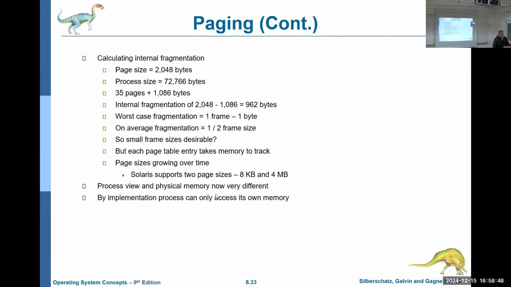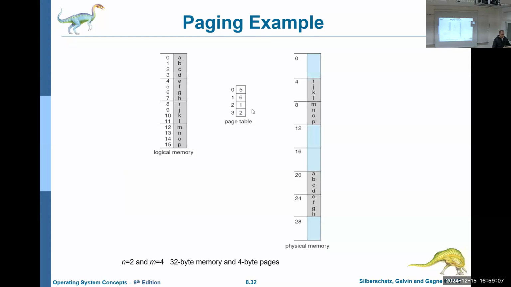Process view and physical view of memory are now very different. By implementation, a process can only access its own memory. We've got another advantage, which is that since this page table tells me where to go, no matter what number I come up with, I'm going to look at the page table, and I can only go there. So there's no way for me to get to frame 12. I can never get to it. Page 3, frame 3, I can never get to.